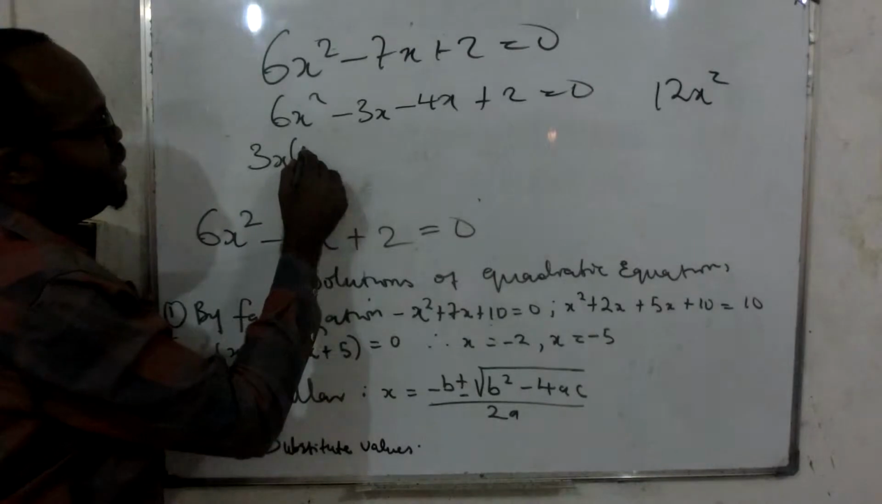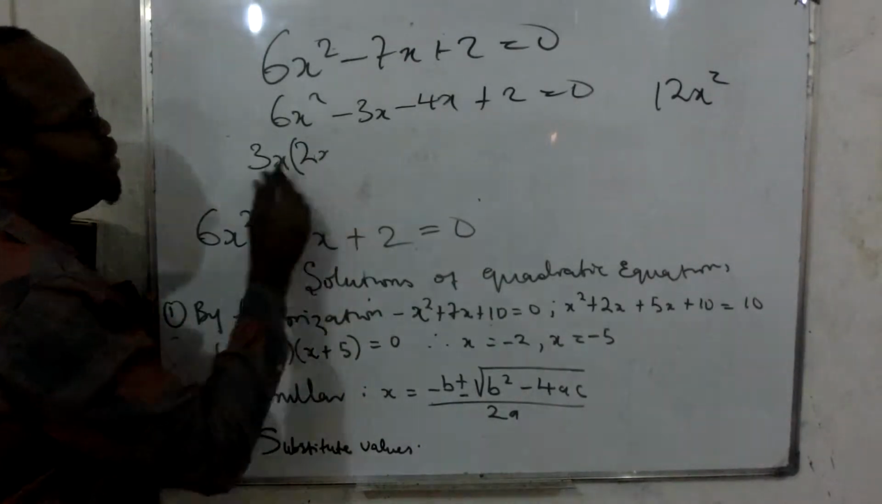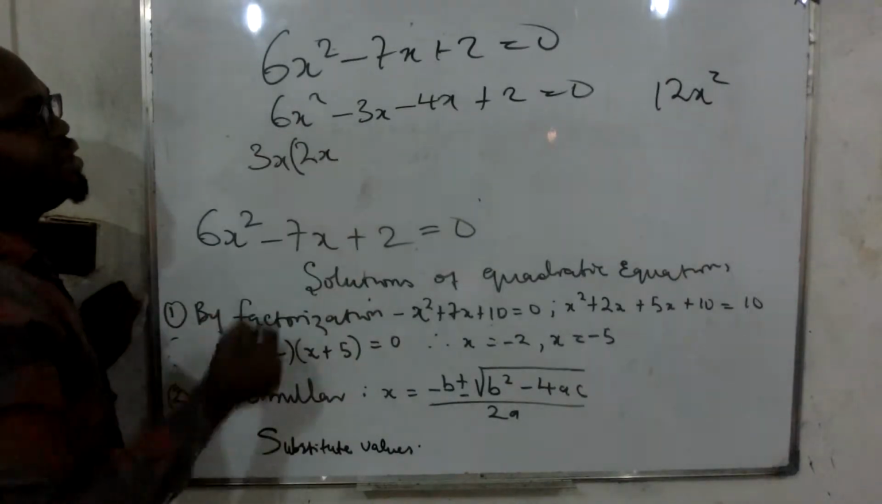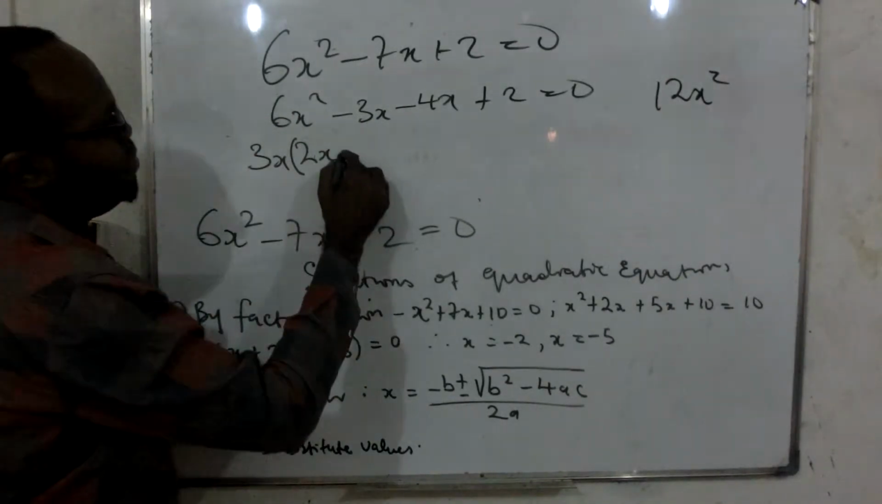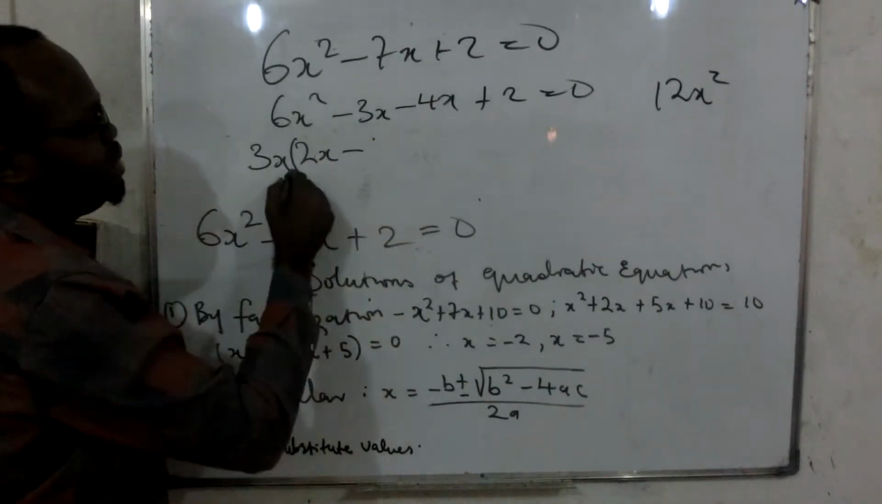What will be remaining here? 3x. No? 2x. Isn't it? Yes. Because 3 times 2 will give us what? 6. Is that clear? Minus. What should I write here? 3. No, not 3. This is already here. 1.